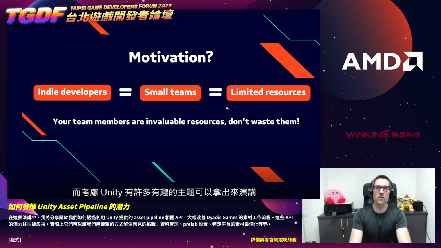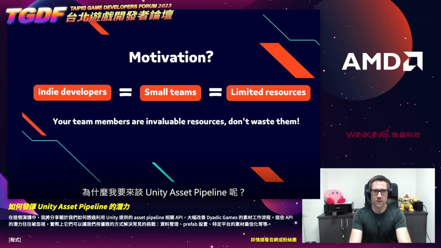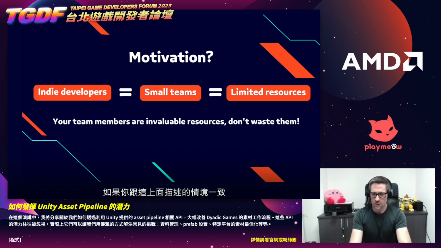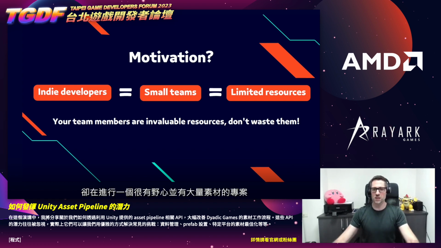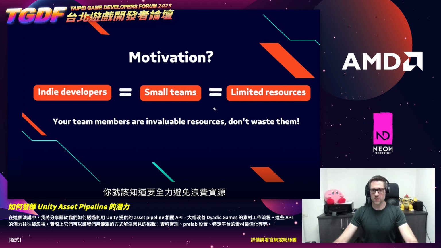So why am I talking now about the Unity asset pipeline, while there are some more interesting things to talk about when it comes to Unity? Well, if you find yourself in the same situation as ourselves, like being an indie game company with a very small team and very limited resources, but you have a very ambitious and asset-intense project, then you know that wasting resources is something that you absolutely should avoid and cannot afford.